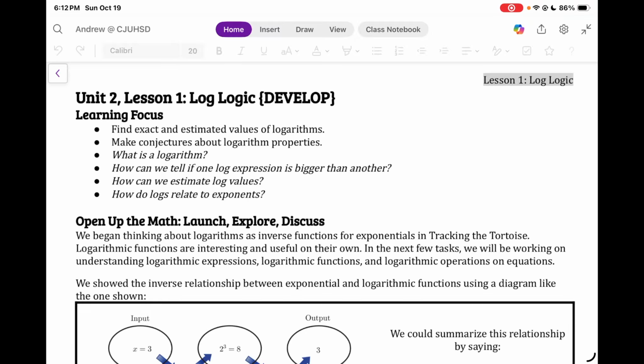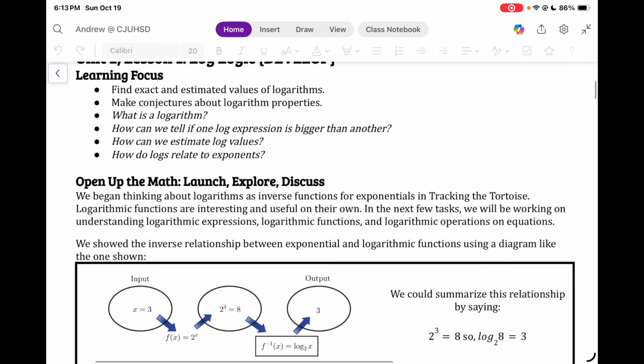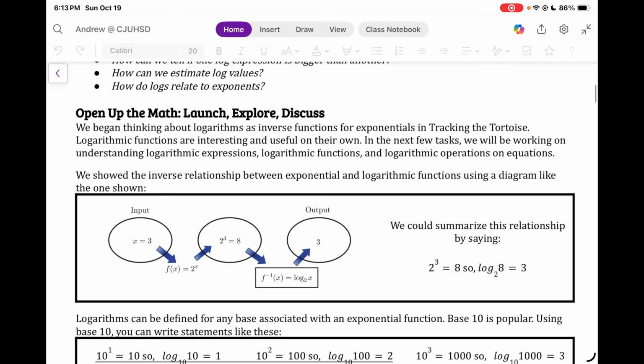Hello, and welcome to Unit 2. This is the first lesson called Log Logic. So remember back in Unit 1, I think it was Lesson 5, we were tracking the tortoise, and we first got introduced to this logarithm idea.